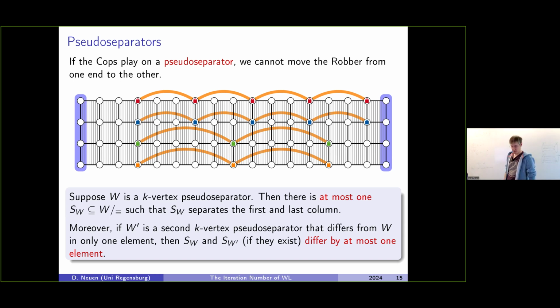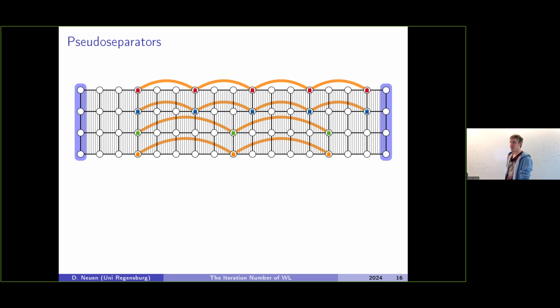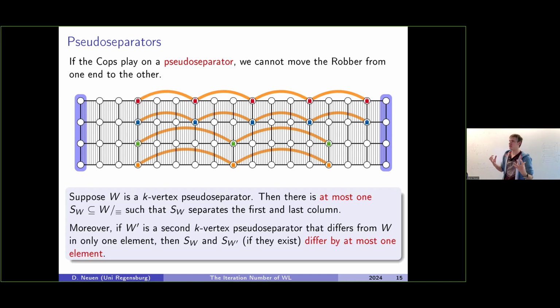And yeah, if you then have these two points, that means that you can essentially implement the winning strategy just as on the standard grid, without these equivalence relations. The robber is always hiding on one of the two ends. If we don't play a pseudo separator, then we can use this end-to-end twisting to move from one end to the other. And if a pseudo separator is placed, then we look at this location.